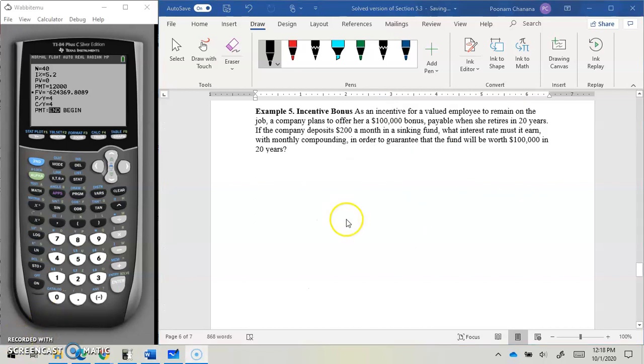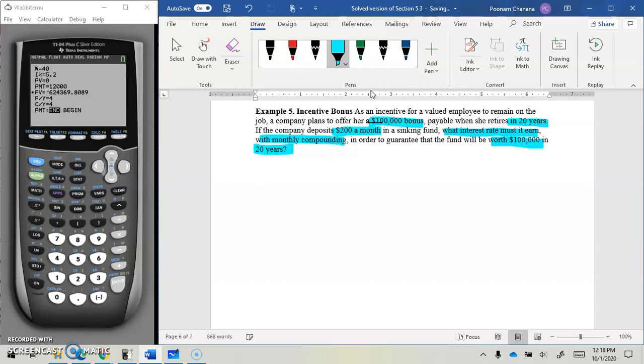Okay. Let's read our next example. Incentive bonus. An incentive for a valued customer to remain on the job. A company plans to offer her a $100,000 bonus payable when she retires in 20 years. If the company deposits $200 a month in a sinking fund, what interest must it earn with monthly compounding in order to guarantee that the fund will be worth $100,000 in 20 years?